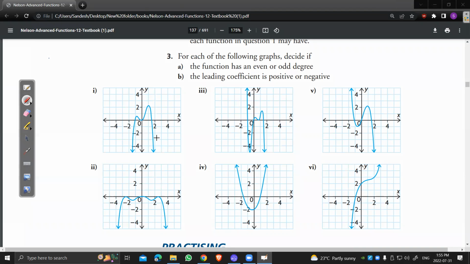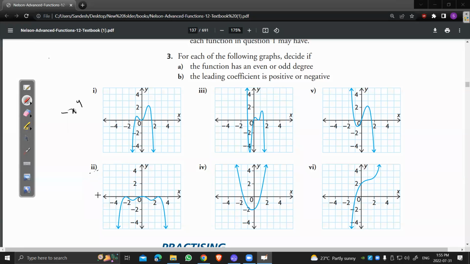Is it odd? No, it's not. See, it has the same end behaviors. It's going to the same place, right? This is minus x^4, okay? If it's going to the same place, that means it's even. So this is even, and the leading coefficient is negative because it's opening downwards, okay?